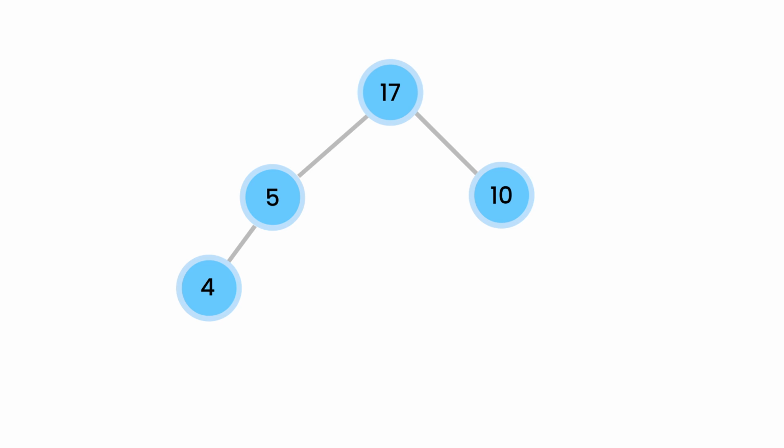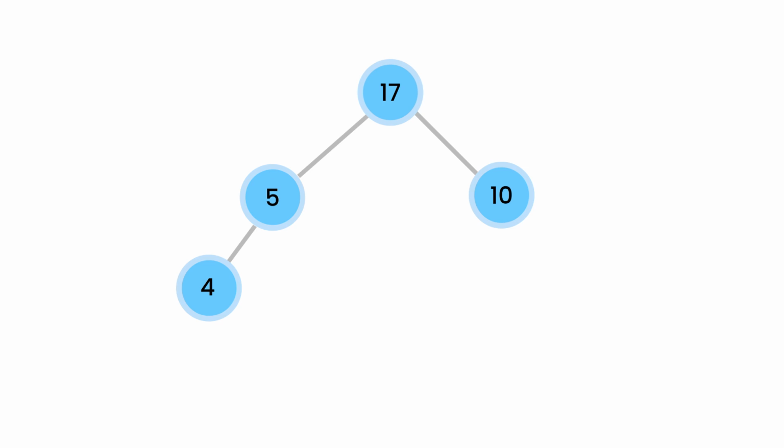Now, what is the time complexity of this operation? Again, the longest the root node can travel down is equal to the height of the tree, which is equal to the logarithm of n. So removing the largest value in a heap also runs in logarithmic time.